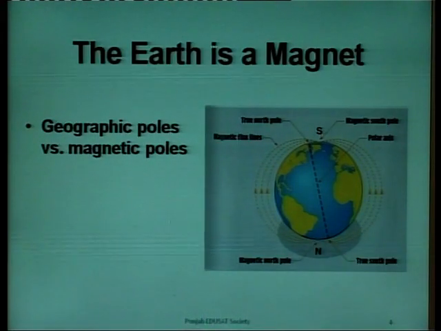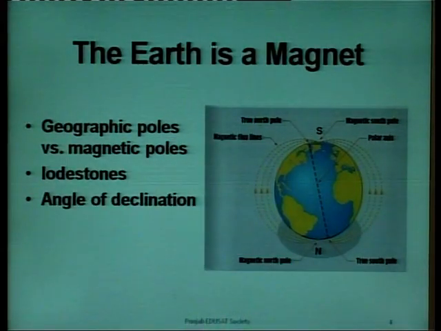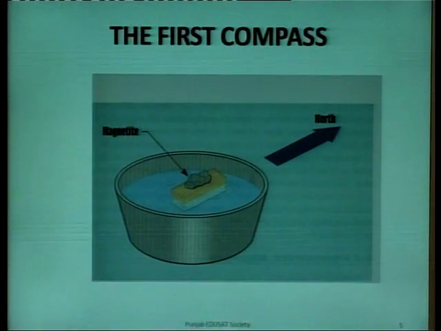So, we are having the geographic poles versus the magnetic poles. Lodestones are there, and the angle of declination. The very first compass, as we can see, if we are having a magnetite, that would be attracted towards north. So, this is called the first compass from where we can get the directions.